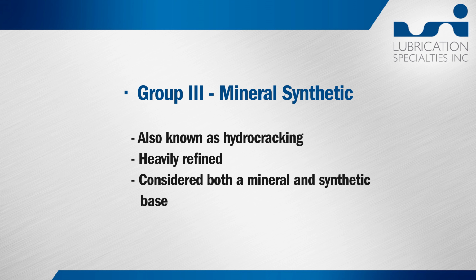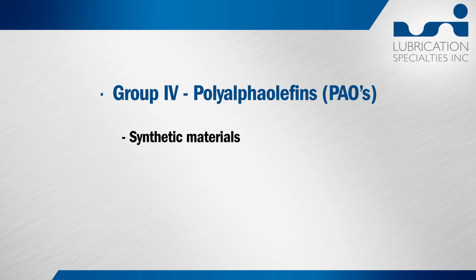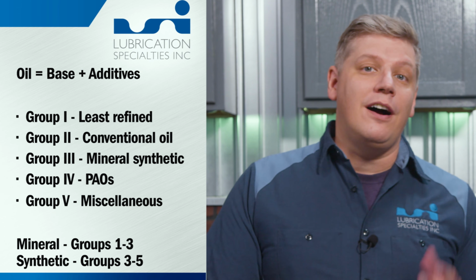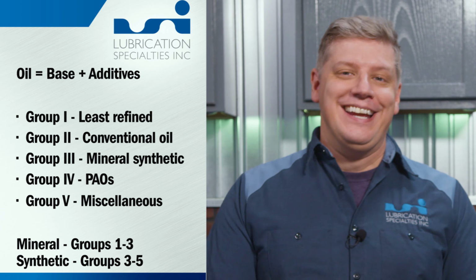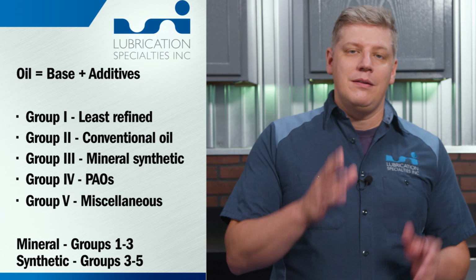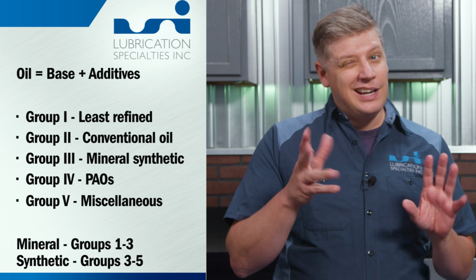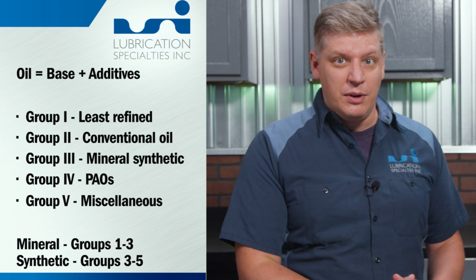It is also known as conventional oil and is one of the more commonly used bases. Group 3 is even more refined from a process called hydrocracking, and because it is so heavily refined, it is considered both a mineral and a synthetic. Group 4 are polyalpha olefins, or PAOs, and they are a synthetic material. And Group 5 are, well, they're the group of misfit oils. They don't really fit into anything else. All 5 of these groups can fit into one of 2 categories: mineral, groups 1 and 2, and kinda 3, or synthetic, groups 4 and 5, and still kinda 3.